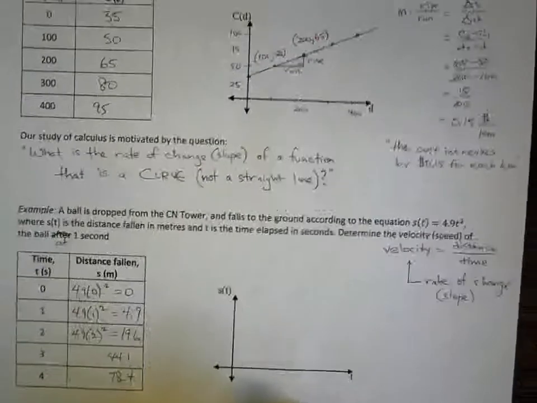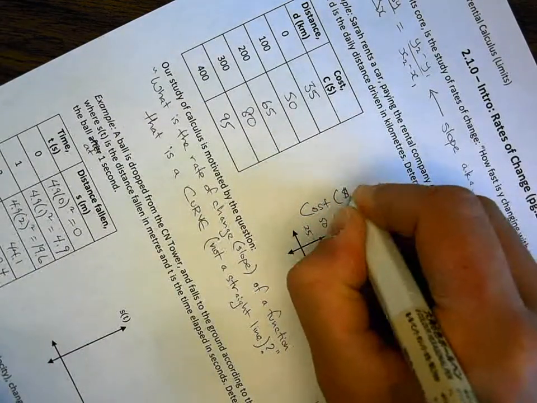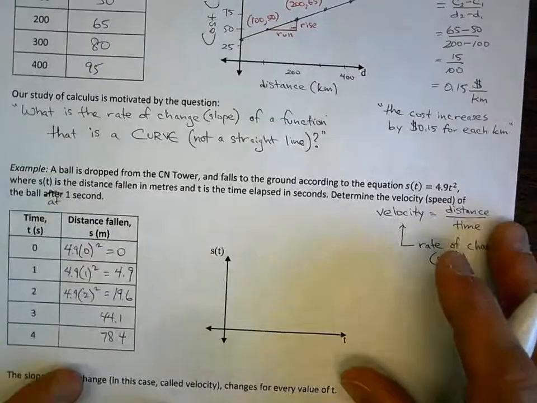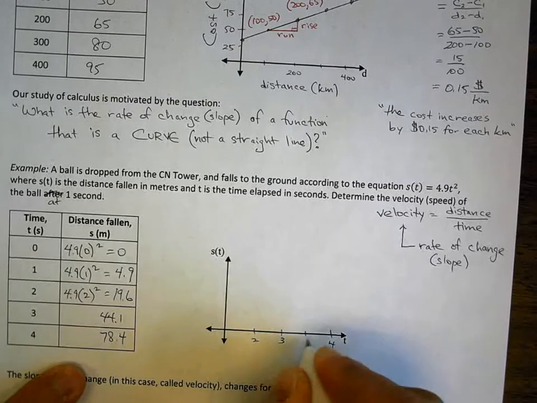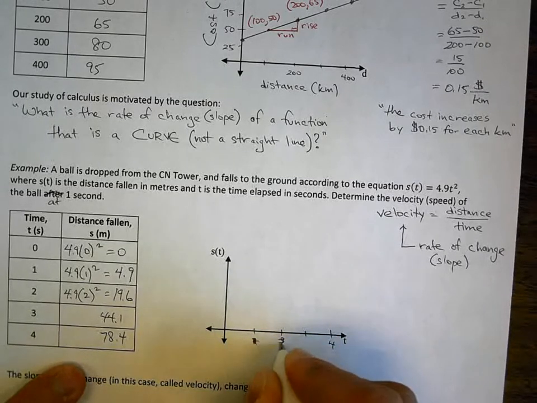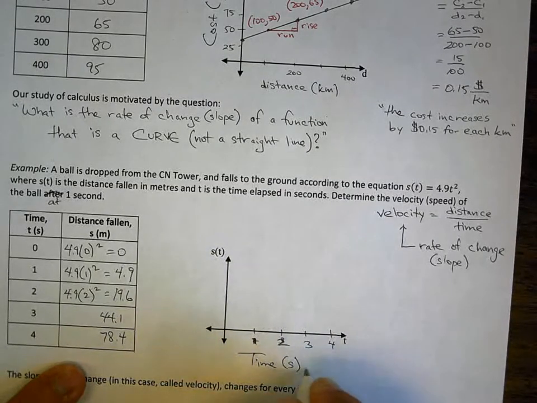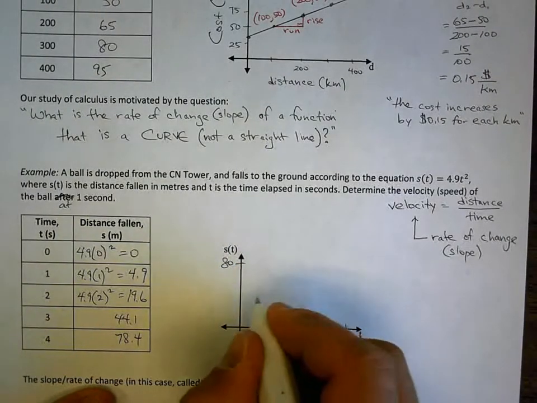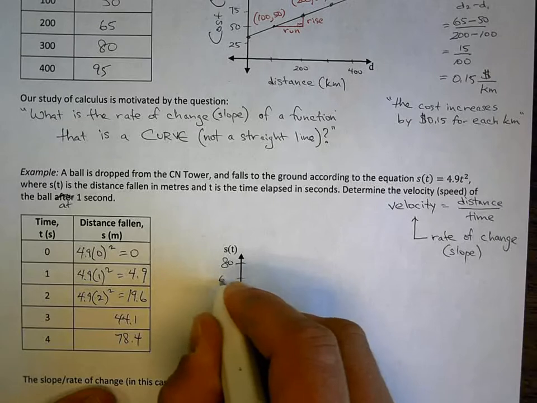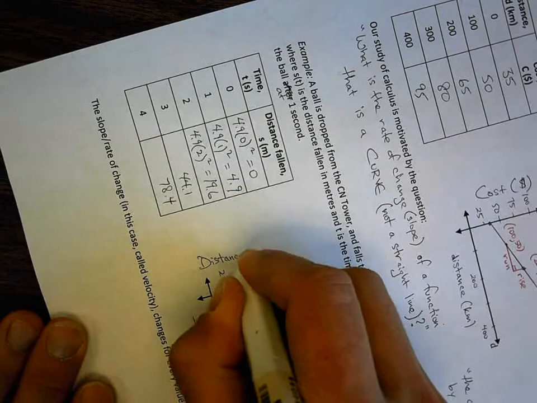Let me, you know what I forgot to do? I forgot to label this. So this is distance in meters. This is time. Label my nice graph. So this one, we're going to do time up to 4 seconds. 1, 2, 3, 4. Time, which is in seconds. And then we're going to do distance. It looks like the distance goes up to 80. So this is 20, 40, 60. So this is my distance fallen in meters.